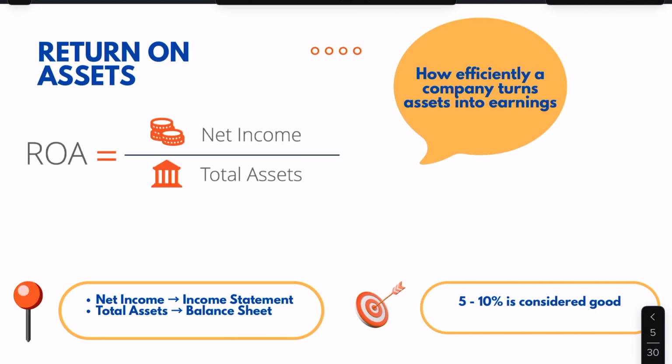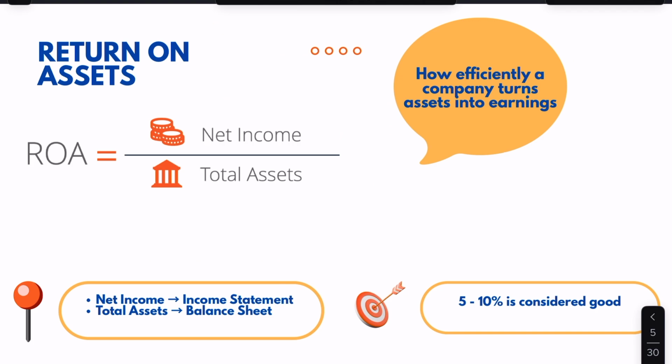Next, let's look at return on assets or ROA. What this signifies is how much profit the company earns from all its assets, like buildings, tech, or equipment. So the formula is net income divided by total assets. You can find net income in the income statement, and the total assets you can take from the balance sheet. As a benchmark, 5 to 10% of ROA is considered good.